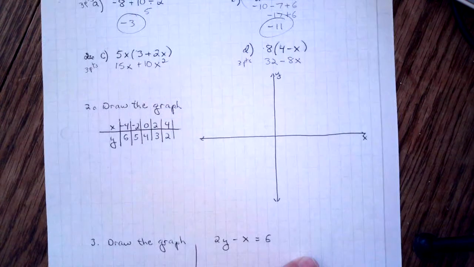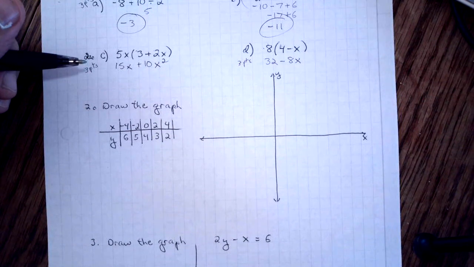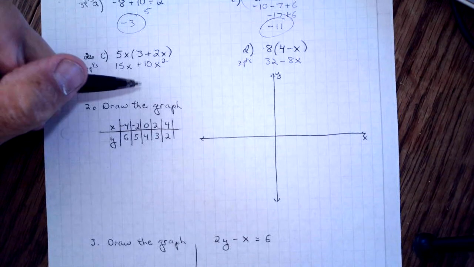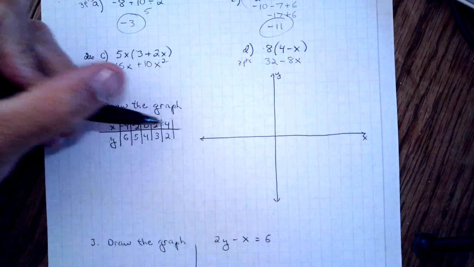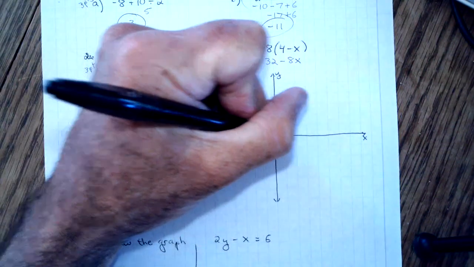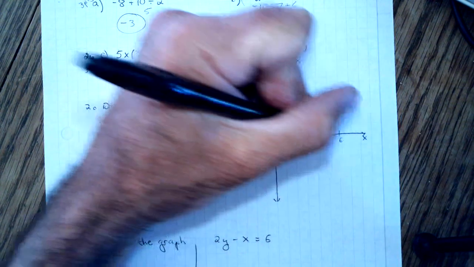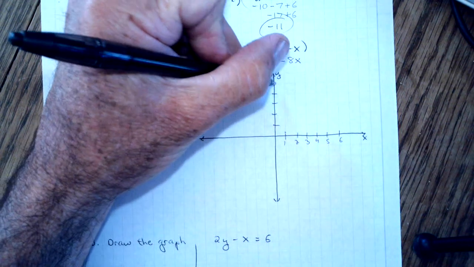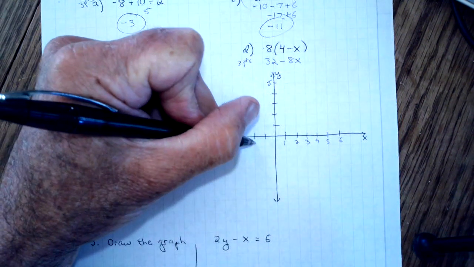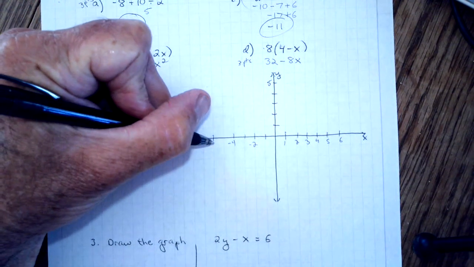Second one is draw the graph. This is, can you plot points? First question was to figure out how to put your axes. I made this fairly simple in the sense that you don't have to do anything fancy. X's go from -4 to 4. Y's go from 6 to 2. So I'm just going to do regular numbers on this. 1, 2, 3, 4, 5, 6. Y's 1, 2, 3, 4, 5, and 6 is up there. And here, 1, 2, 3, 4, 5, 6.